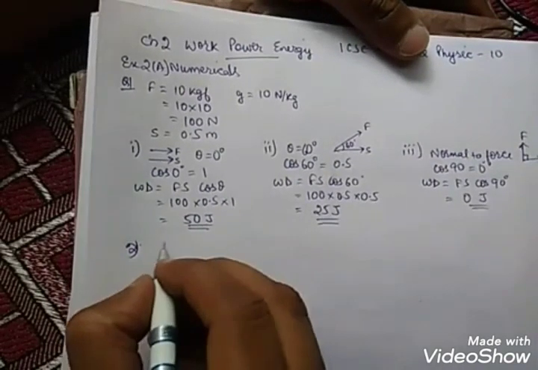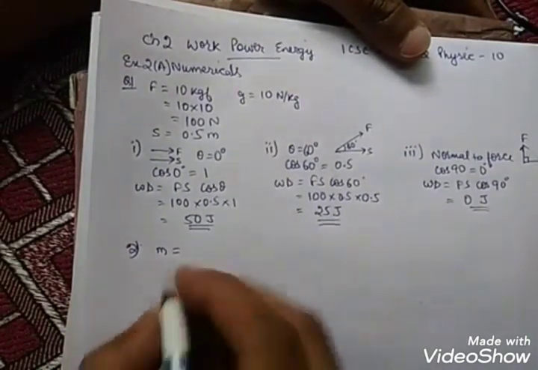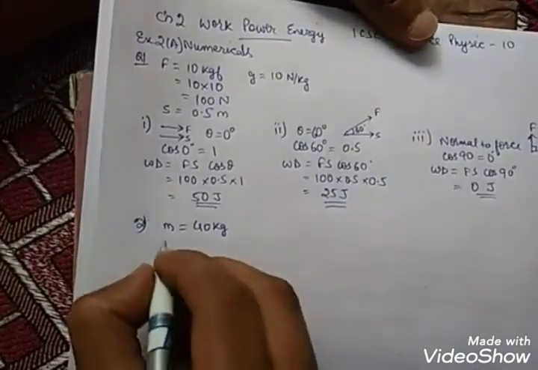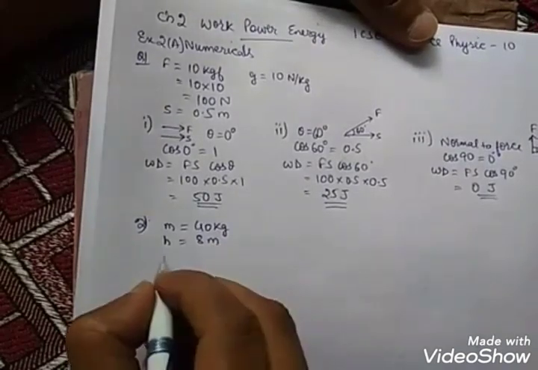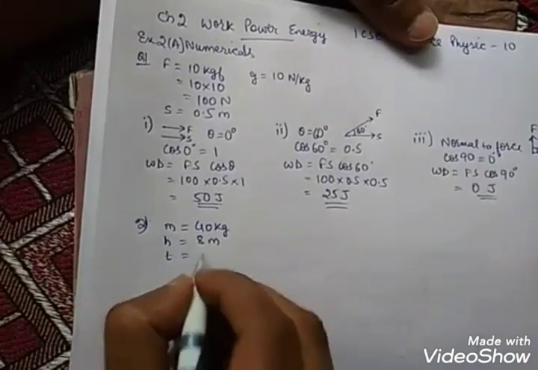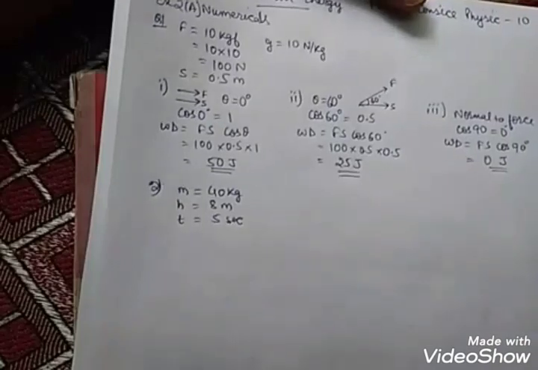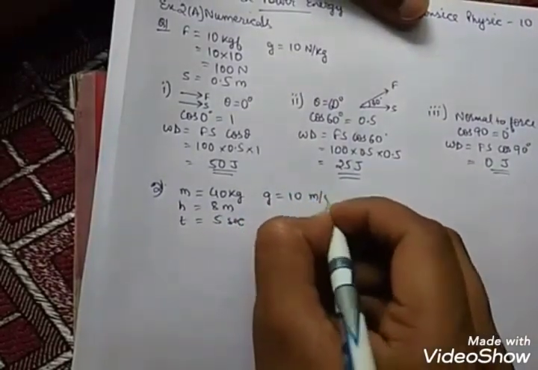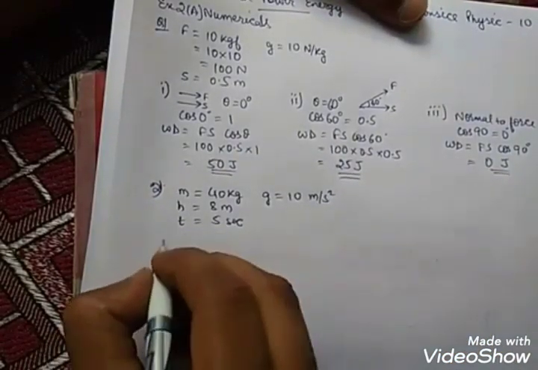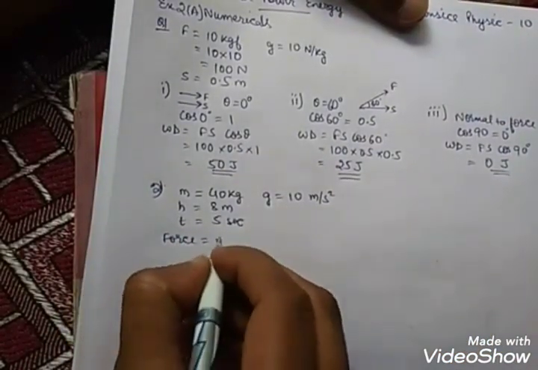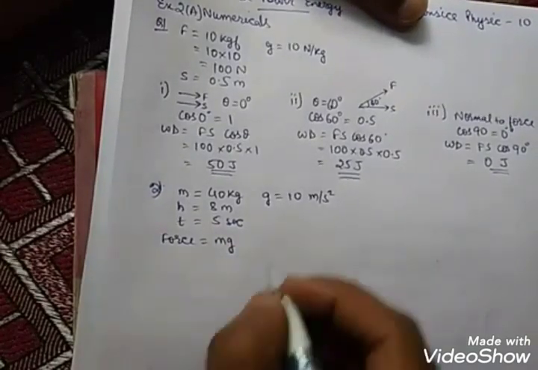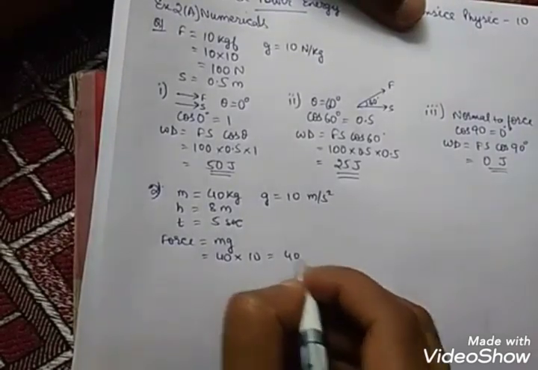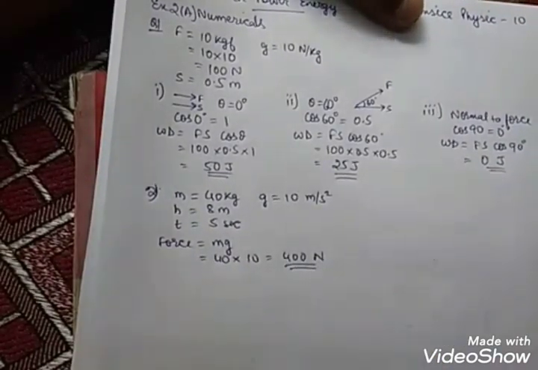So what is the data given? Mass is given 40 kg. Height is given 8 meter. And time is given 5 seconds. g is given 10 meter per second square. So what is the force? Force is equal to mg. So mass is 40 kg, g is 10. Therefore the total force that is acting is 400 Newton.